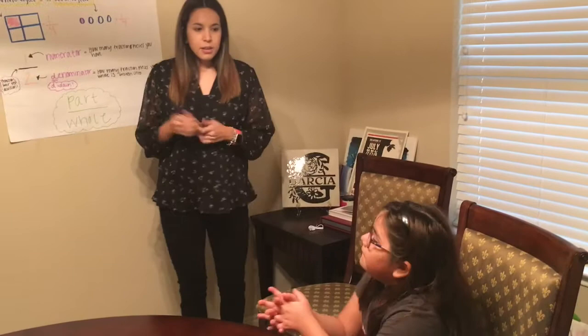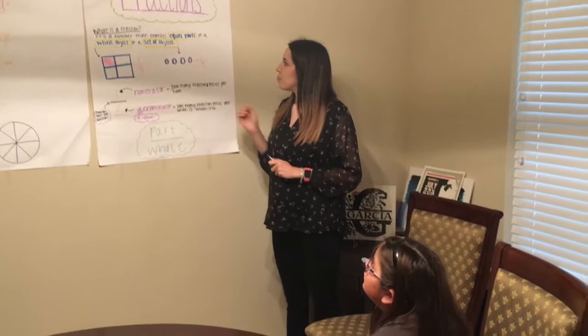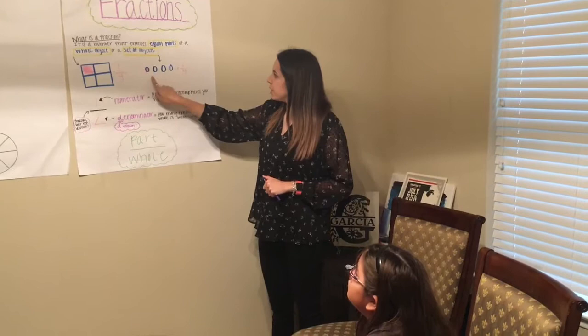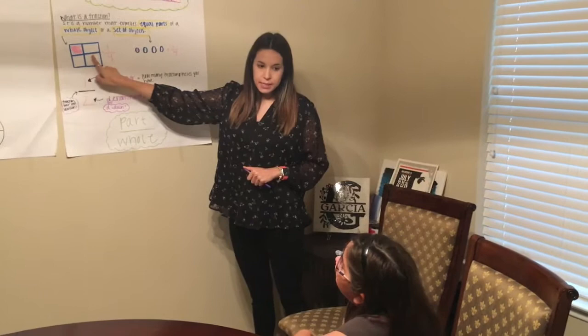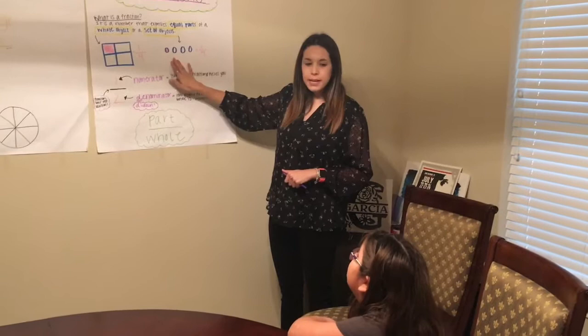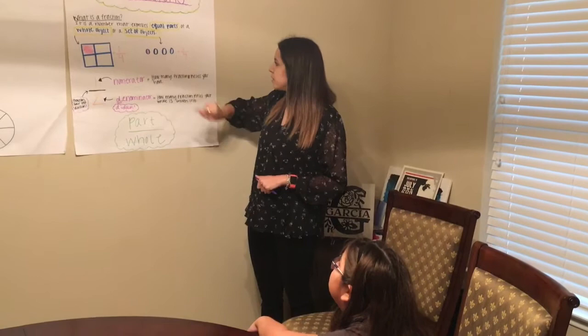Okay, so let's go over what fractions really are. So what is a fraction? It is a number that expresses equal parts of a whole object or a set of objects. So right here you have one whole object and you want to split it into four pieces and you eat one chunk of it. And over here is a set of objects. They could be like M&Ms or Skittles or candy or anything, but it's a set of objects and you eat one piece of that candy. So that would be 1/4.